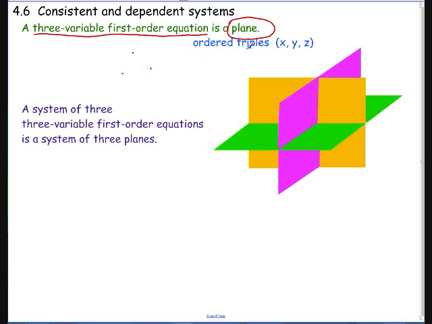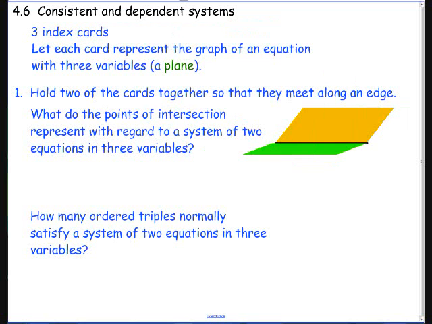How would we describe a point associated with this? It would be ordered triples, X, Y, and Z. So a system of three variable first order equations is a system of three planes. Okay? So a three variable equation is a plane. You put three of them together, you've got three planes. So you've got your three index cards.